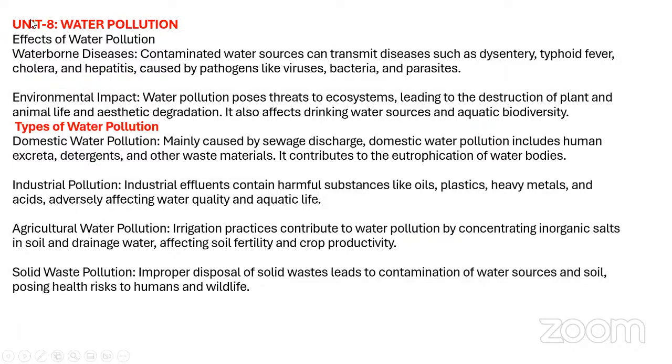Here I have mentioned what water pollution is, what the types of water pollution are, and what the major activities are which may affect water pollution. I have covered domestic water pollution, industrial pollution, agriculture water pollution, and solid waste pollution. In this Unit 8 I have covered the different sources which may come from different activities like domestic water pollution, irrigation, agriculture water, and solid waste.